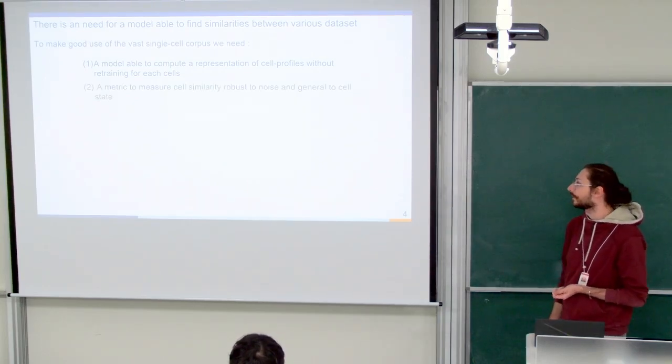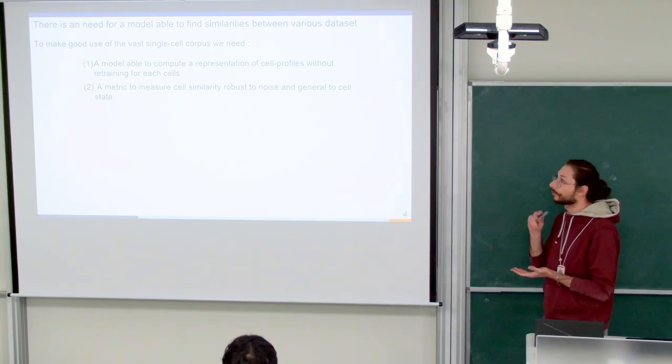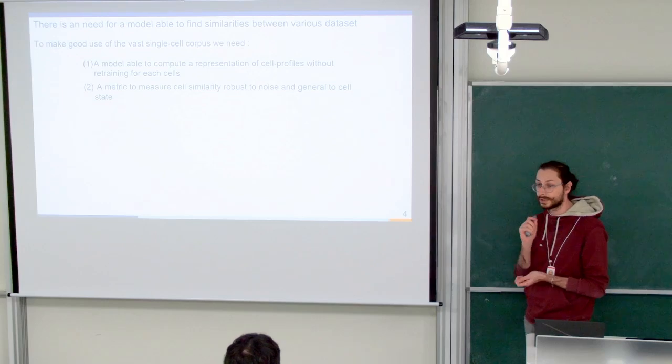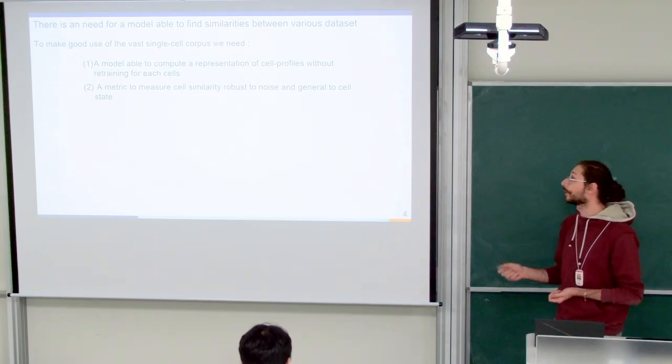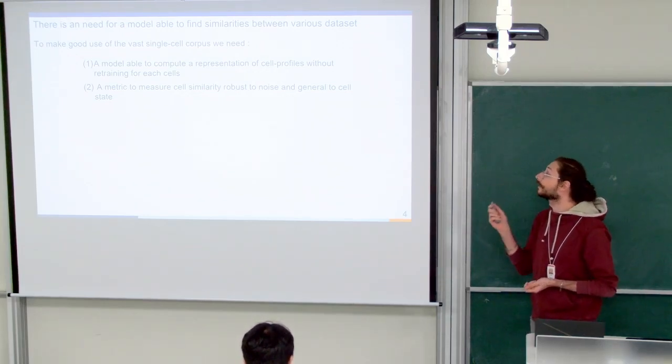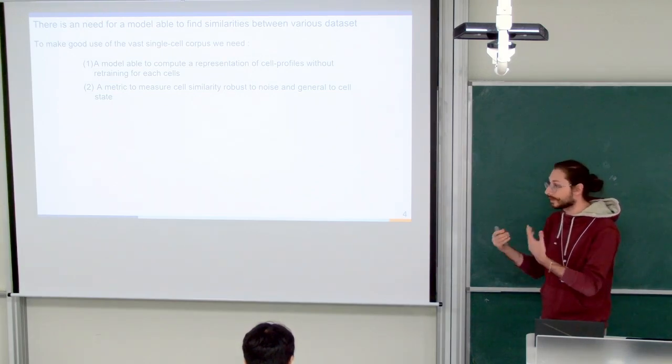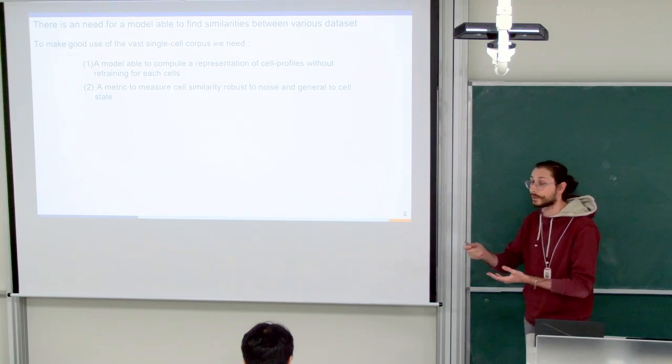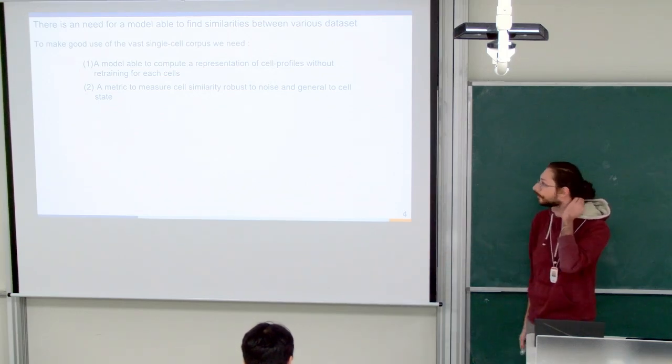The second requirement they state is a metric. What we want is a metric that can measure similarity between cells. But this metric has to be robust to noise, and it also needs to be general, so it is able to generalize across cells, so we can use it for predictions, basically.